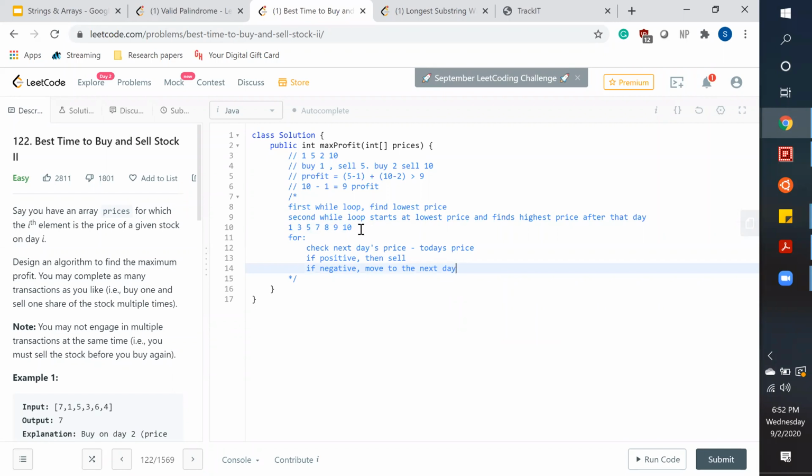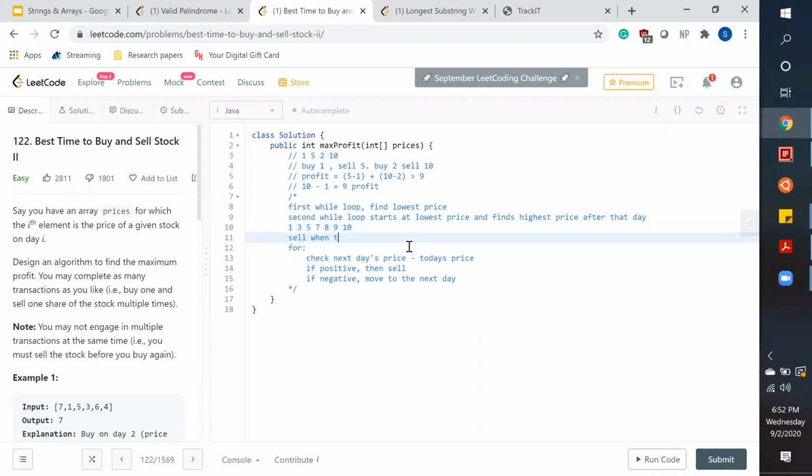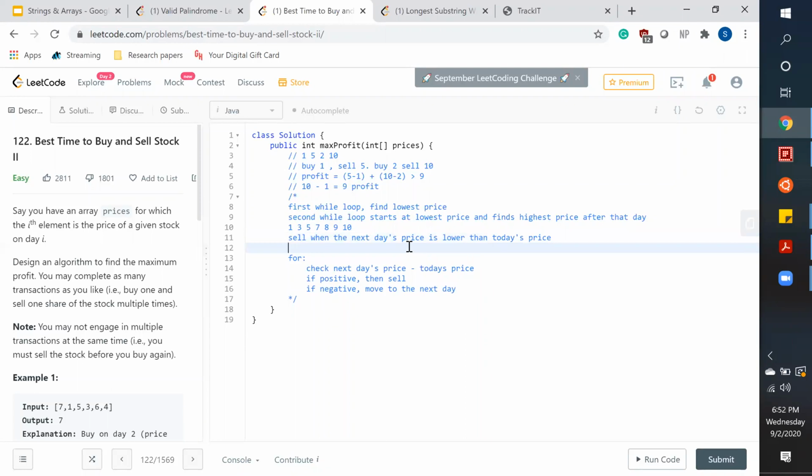Okay. So when do you want to sell then? How do you decide when to sell? You sell at the peak. Okay, so you want to sell when the next day's price is lower than today's price. When do you want to buy then?